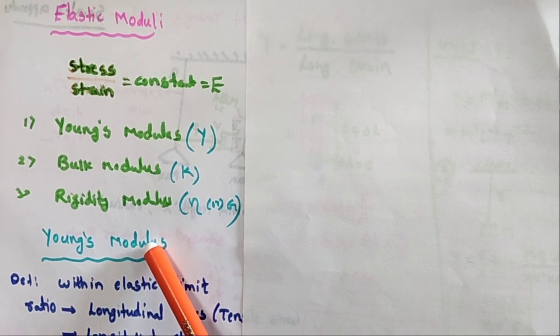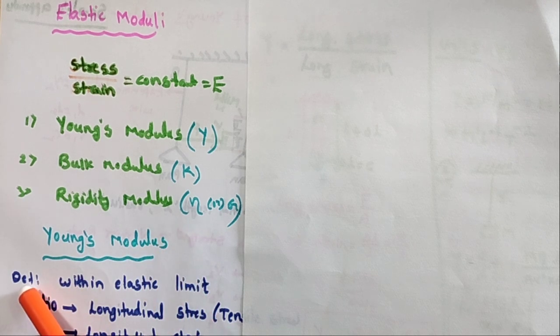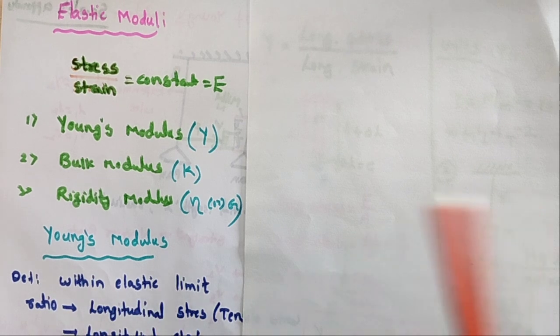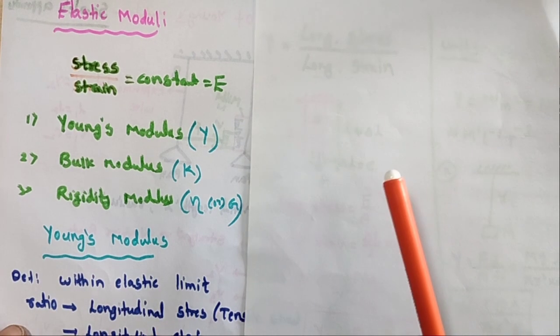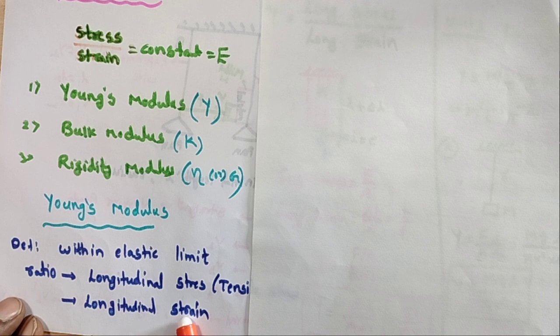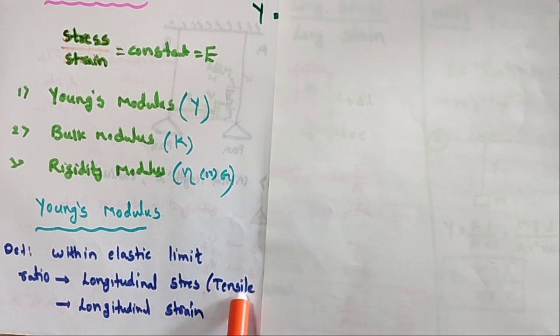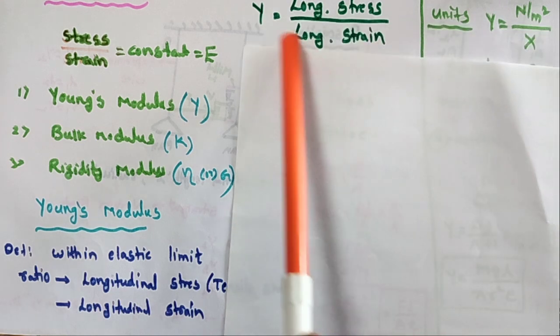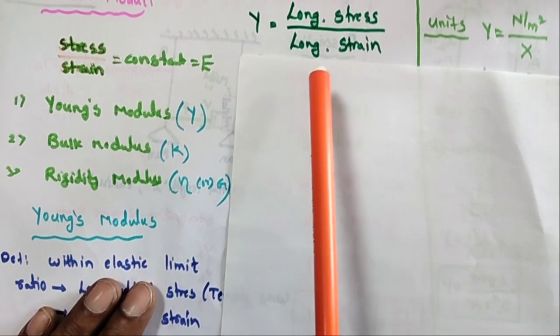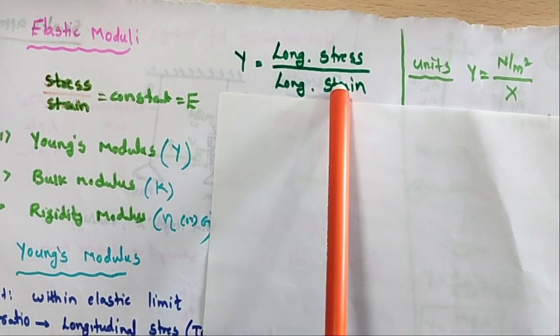What is the definition of the Young modulus? Within the elastic limit, the ratio of longitudinal stress to longitudinal strain. The longitudinal stress means tensile stress. So the definition: Y is equal to longitudinal stress by longitudinal strain.